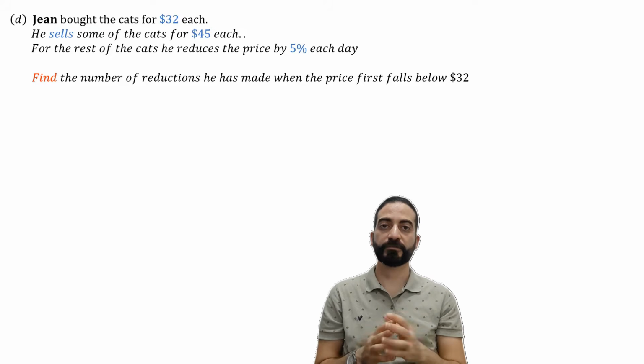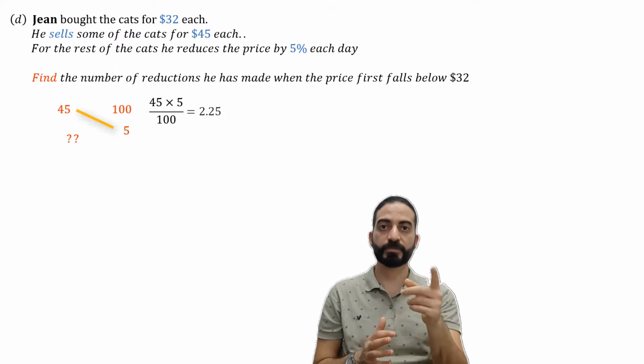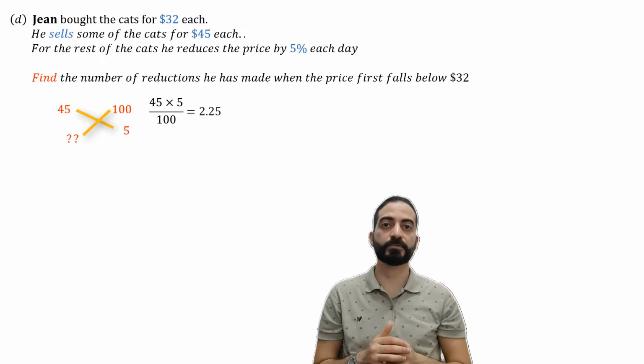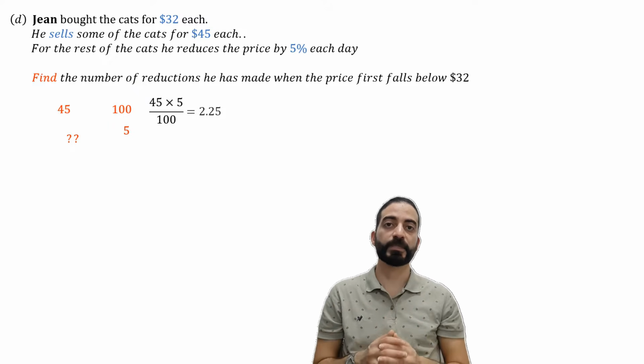We start with $45. We want to know what 5% is for $45. We use this rule that $45 is 100%. 5% is how many dollars? We multiply these numbers together and divide by this number to get $2.25, which constitutes 5% of the amount.